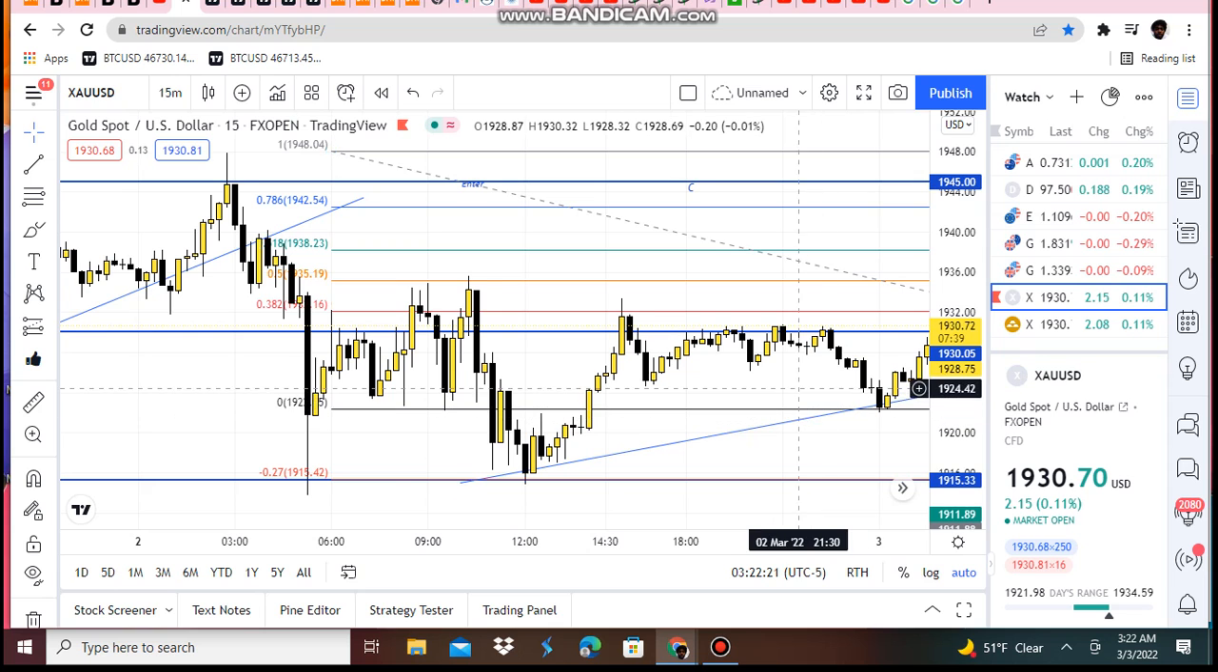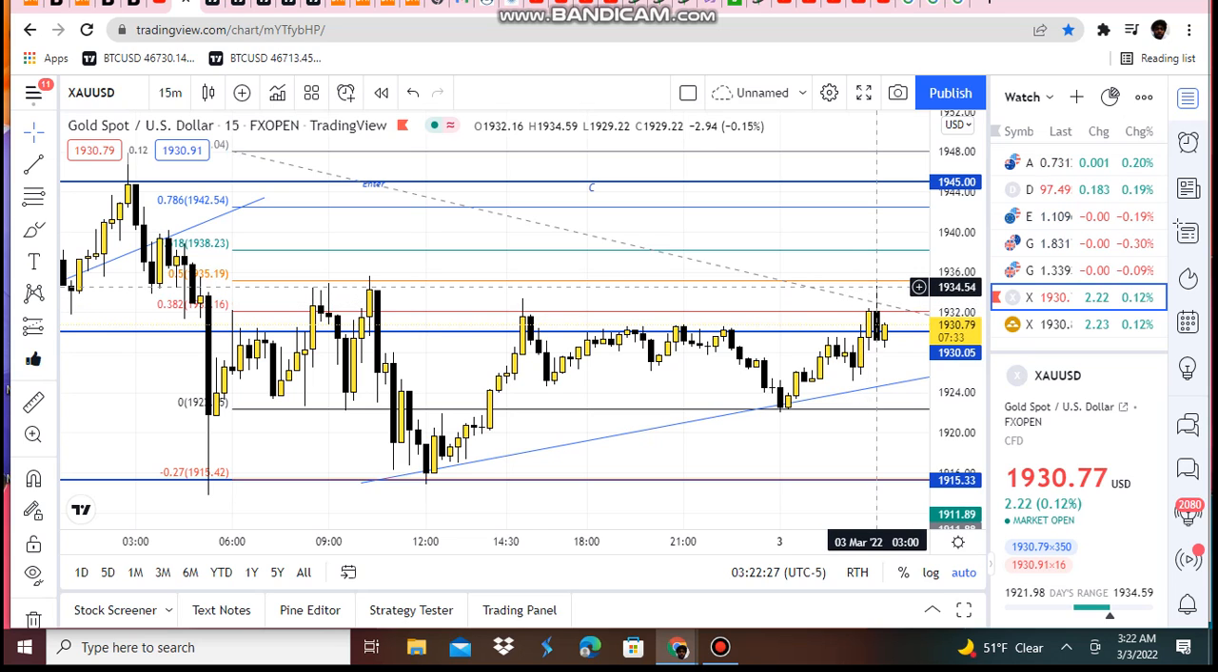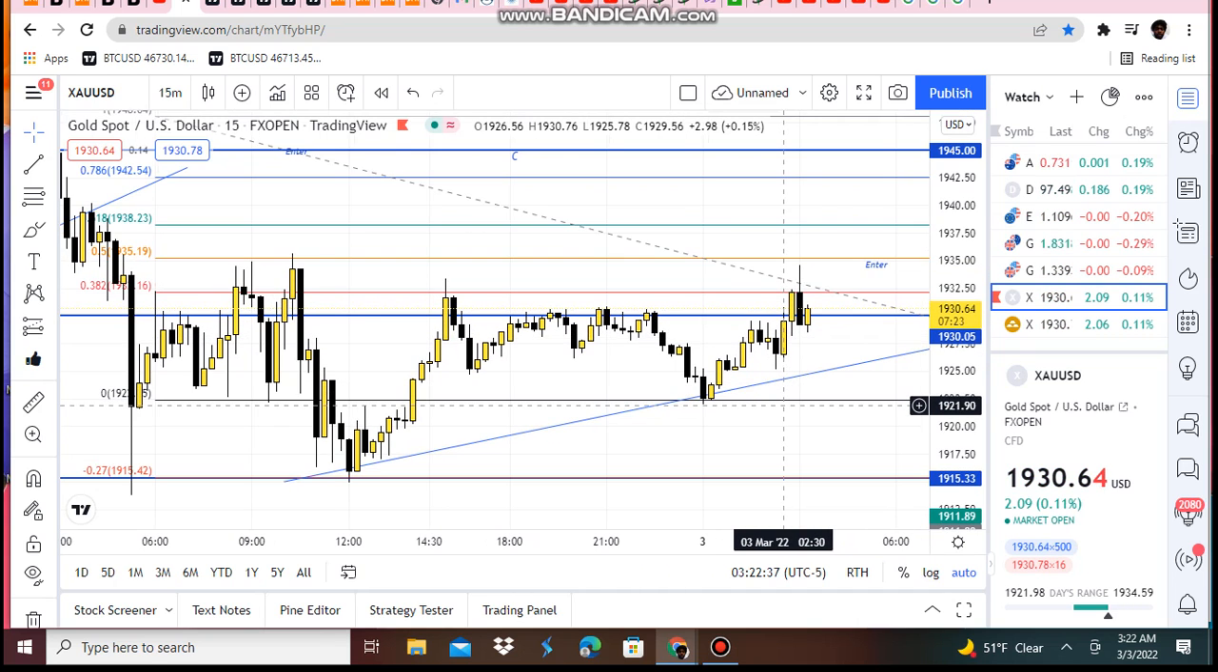And then price heads back up, making what? A lower high, all the way back up to 1934. And then it makes a lower low from 1934 to 1928, and we could be in a downtrend.